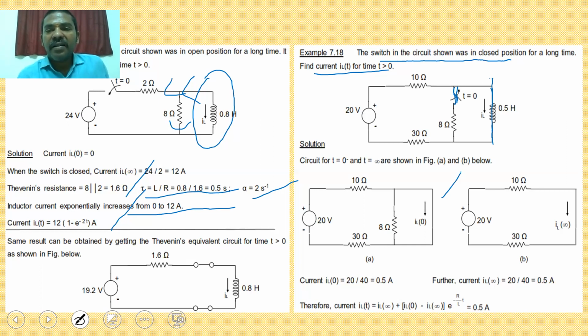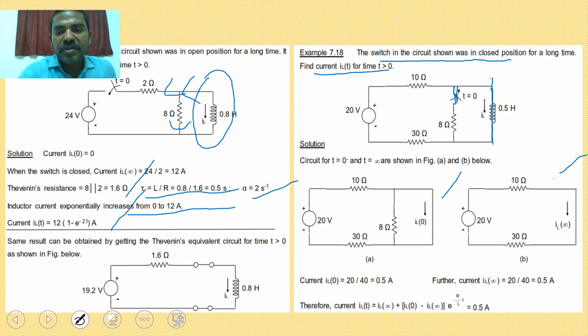Then at t greater than 0, the switch will be open. So this is your circuit. So you don't have the 8 ohm resistor because it is open circuited. The resistance value is infinity. Okay. So now we are going for the inductor current.